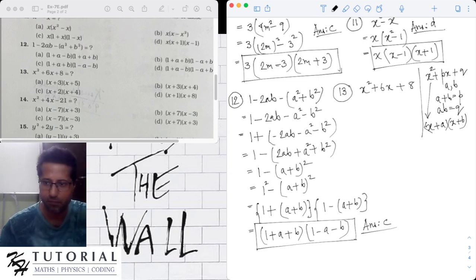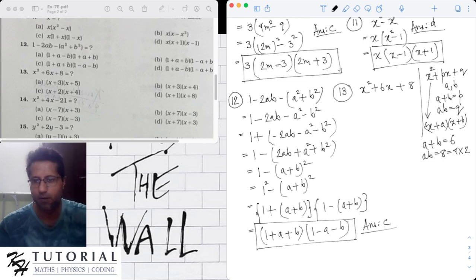So let's see. For this problem, we must have a plus b equal to 6 and ab equal to 8. Now what is 8? 8 is equal to 4 into 2, and we can clearly see 4 plus 2 equals 6. So we can write it as x square plus (4 plus 2)x plus 8. If you open the bracket, we get x square plus 4x plus 2x plus 8.